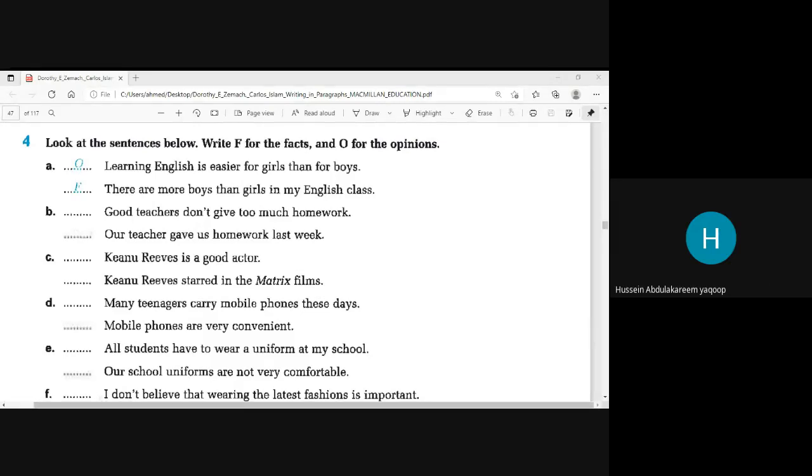Well, okay, next part, second part of B, Muhammad Baqir. Yes, sir. Our teacher gave us homework last week. That is a fact, because the teacher did give them homework last week. Yeah, this is okay.